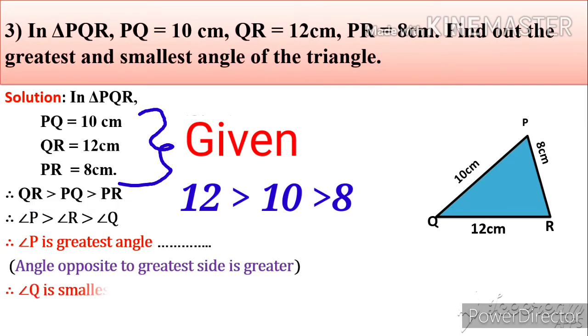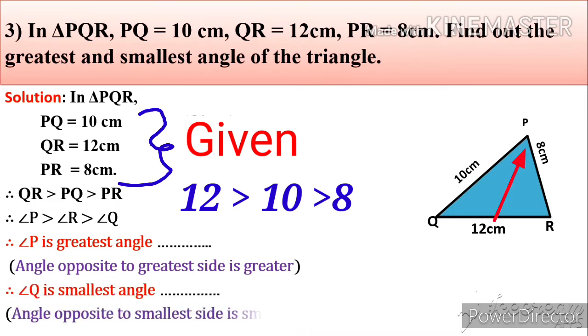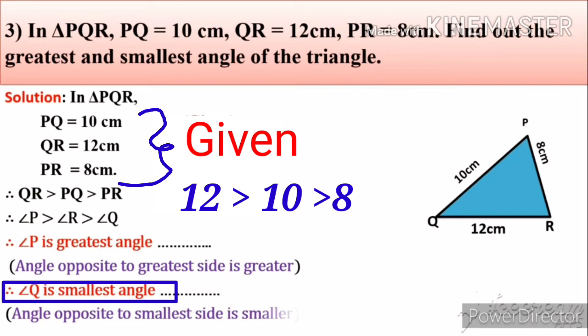Student, angle P is opposite of side QR, angle R is opposite of side PQ, angle Q is opposite of side PR. It means angle P is greater than angle R and angle R is greater than angle Q. Among these three angles, angle P is the greatest angle, angle opposite to greatest side is greater. Angle Q is a smaller angle, angle opposite to smaller side is smaller.